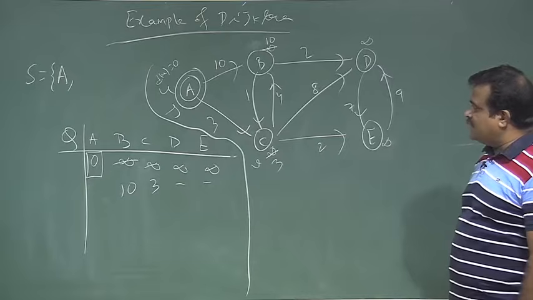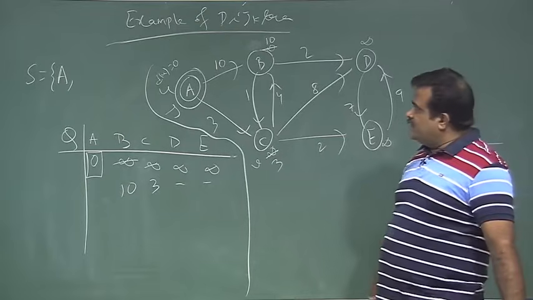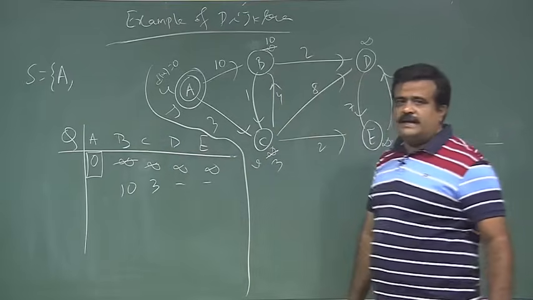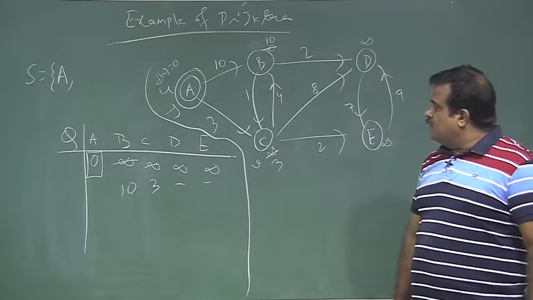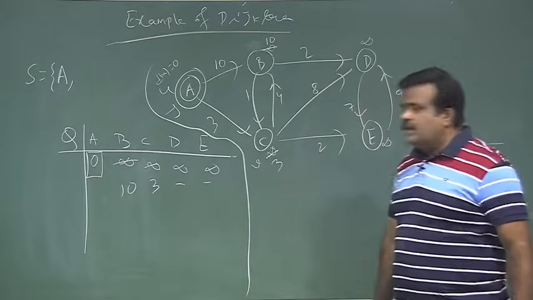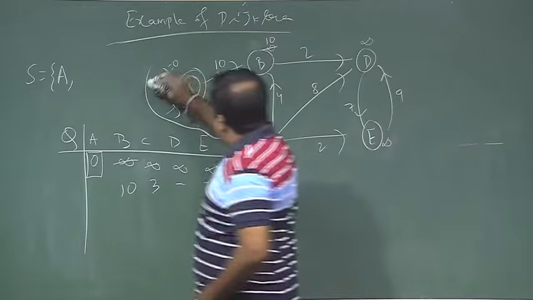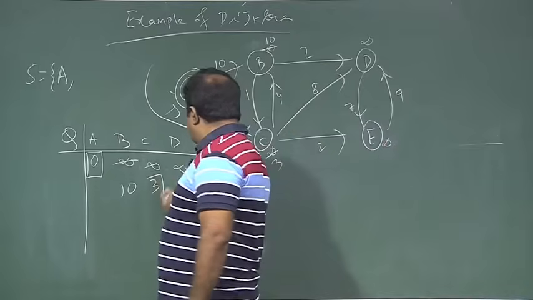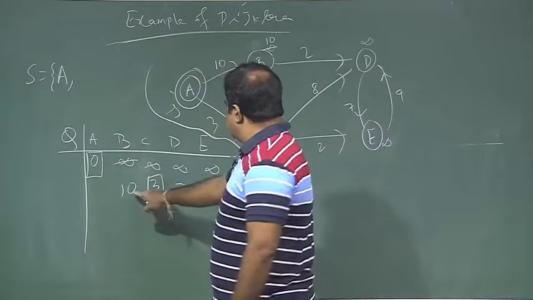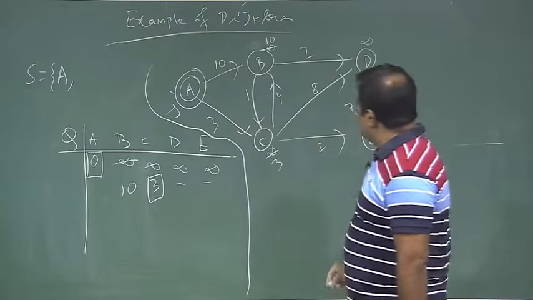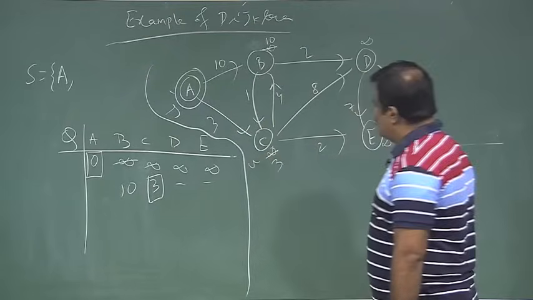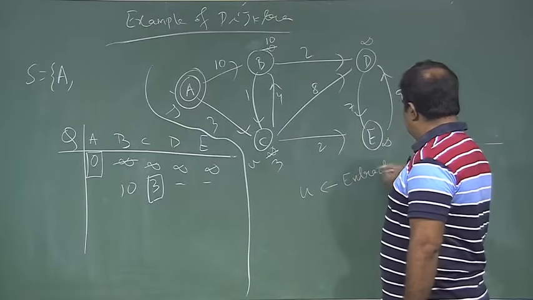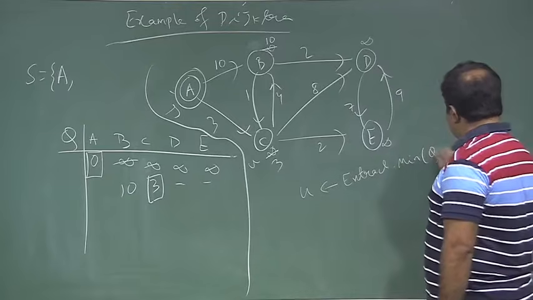This is the first round. Then again we check whether Q is empty. Q is not empty; the remaining vertices, V minus S, are still in Q. These 2 are infinity, so now we extract the minimum again. The values are 10, 3, infinity, infinity, so 3 is the minimum. This is our U now, the extract minimum from Q.